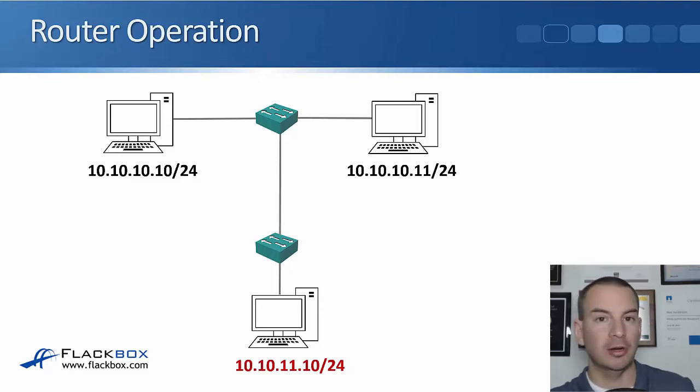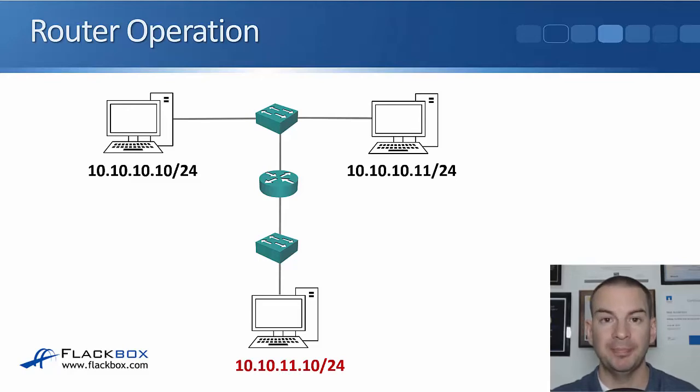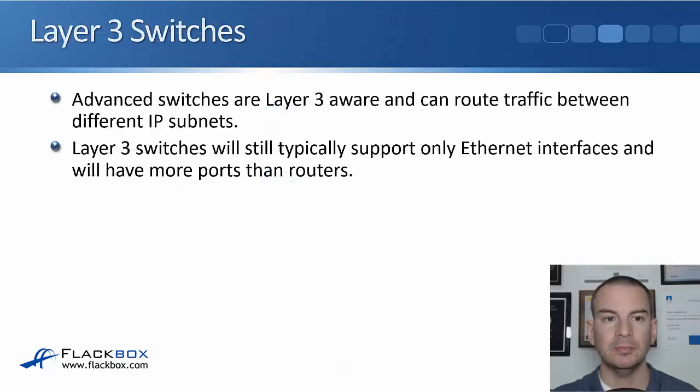It's in another layer 3 network, so we need a layer 3 device, our router, to be able to route traffic between those hosts. So we put a router into the infrastructure now. It's aware of the 10.10.10 and the 10.10.11 networks, and it's going to be able to route traffic between all the hosts on the network now.